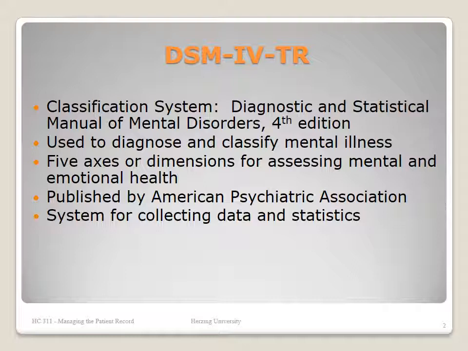Behavioral healthcare uses the Diagnostic and Statistical Manual of Mental Disorders published by the American Psychiatric Association. This classification system is used to diagnose and classify mental illness. The assessment of mental and emotional health is broken down into 5 dimensions that are listed on the next slide.